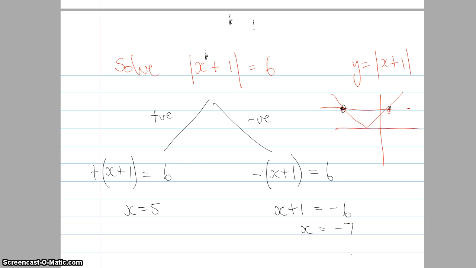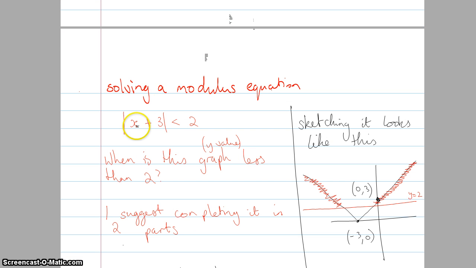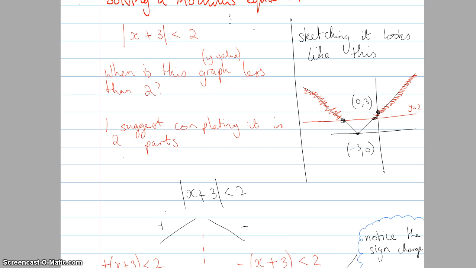Let me show you another example where this time it's not so much what does it equal. This is saying, when is it less than 2, or when is it greater than 2. This one is a little bit more complicated, but it's essentially the same idea. So yeah, when is this graph less than 2? Again, I suggest doing it in two parts. That's the graph of it if you wanted to see. What I really want is all of the values between this point here and this point here when it's under 2. Okay, so I set it up like this.